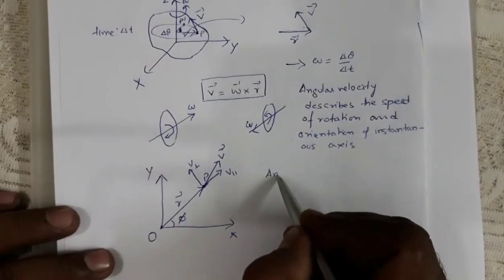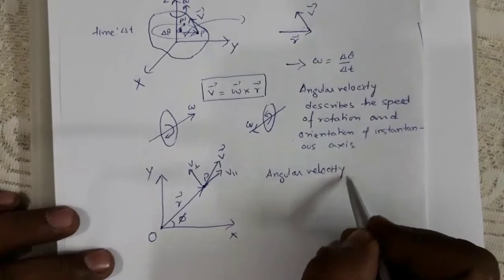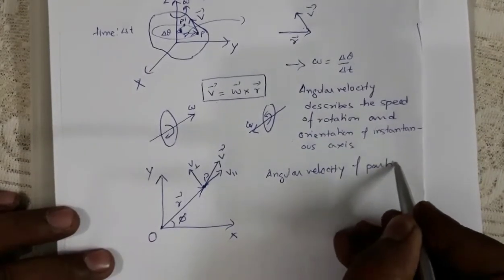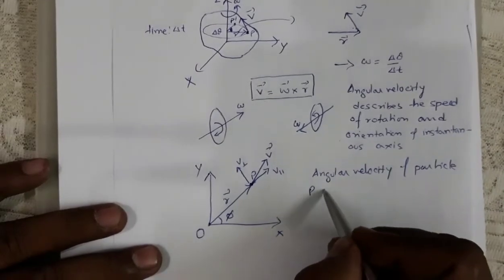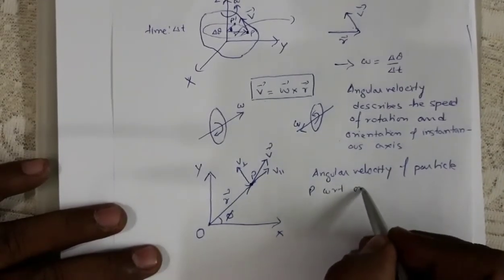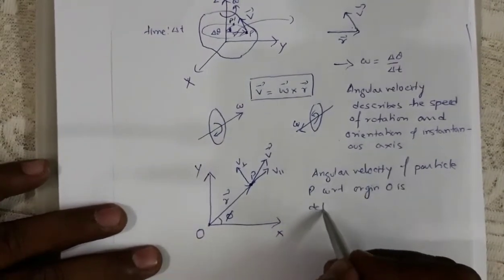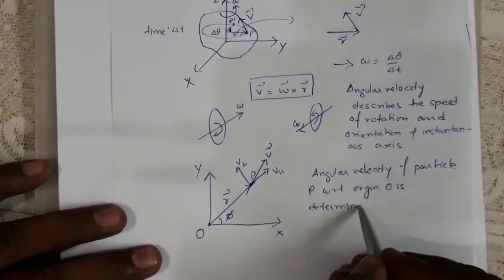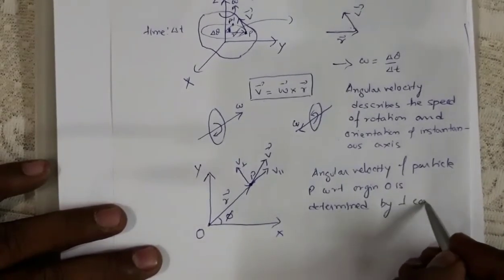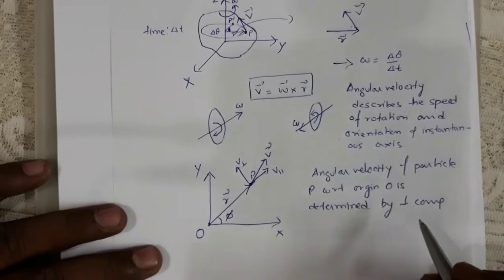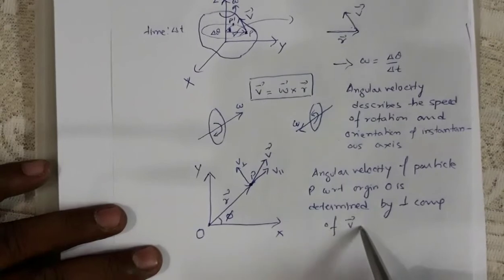So the angular velocity of particle P with respect to origin O is determined by the perpendicular component of v.